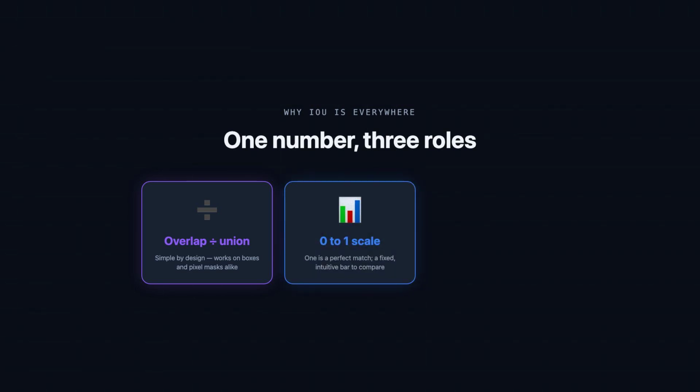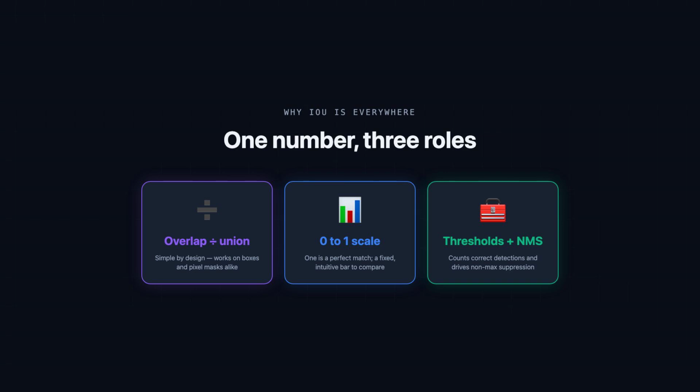Second, the clean scale. Every result lands between 0 and 1, where 1 is a perfect match. Because the range is fixed and intuitive, you can compare models directly and set a clear bar for what counts as good enough.